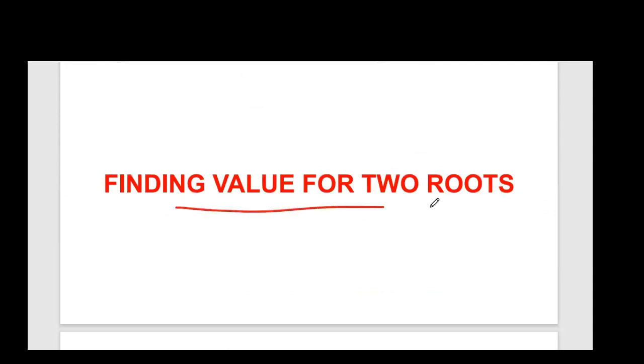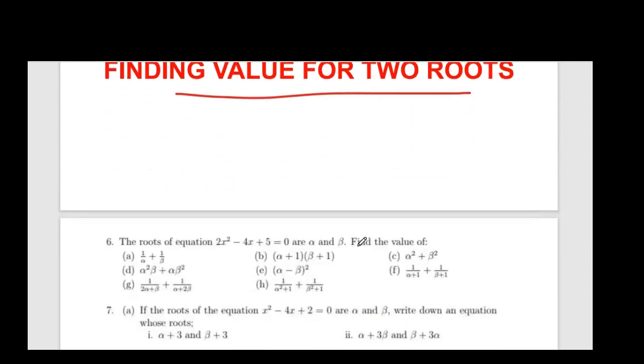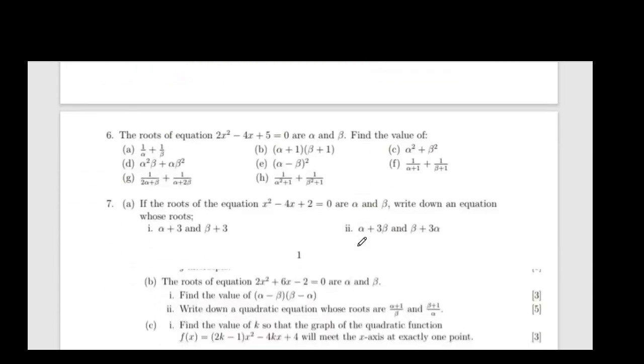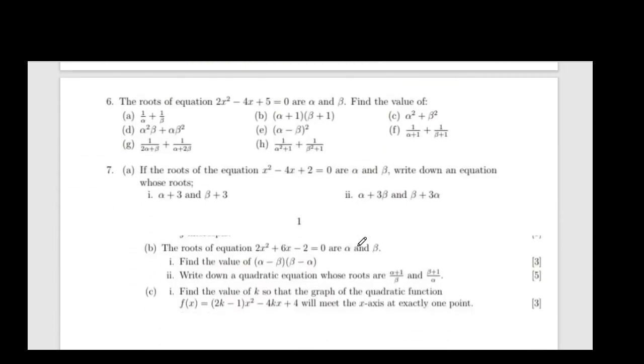So, finding the value of two roots. How does this question come? These here are examples. They are saying, find the roots of the equation. They give me a quadratic equation there, and the roots are alpha and beta. They're saying the roots of the equation are alpha and beta. Find the value of 1 over alpha plus 1 over beta there.